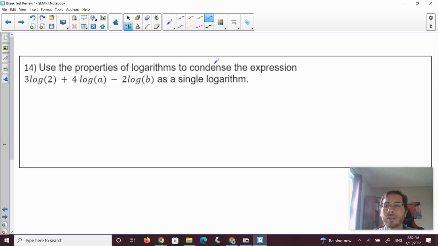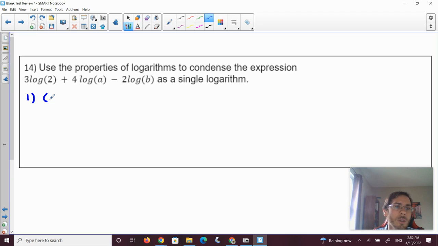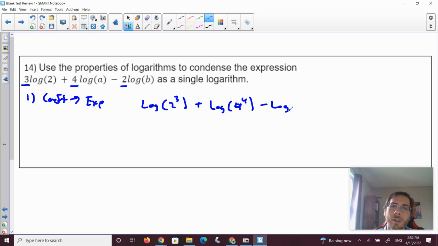All right. 14 is the reverse. We're going to condense. So we're just going to make one logarithm out of all this. So we're literally going to do all of our steps we did here just in reverse. So we're going to turn coefficients into exponents. So that's going to be our first step. So here I've got a 3, I've got a 4, and I've got a 2. So we're going to go ahead and do log 2 to the third power plus log a to the fourth power minus log b to the second power.